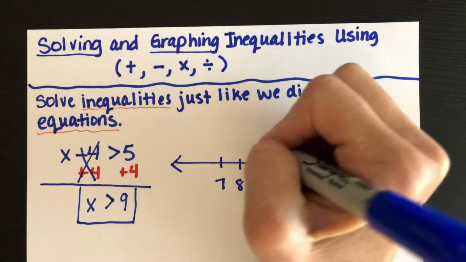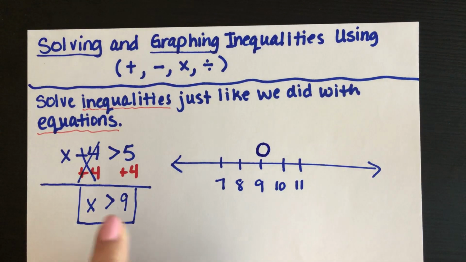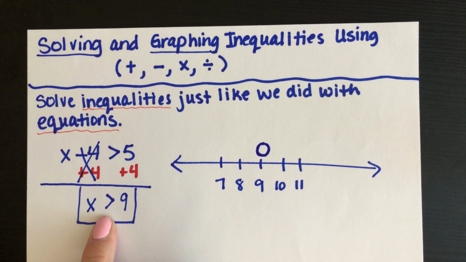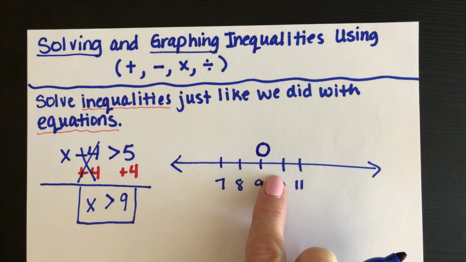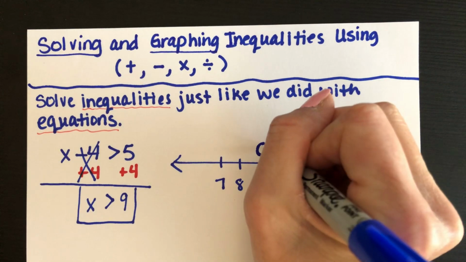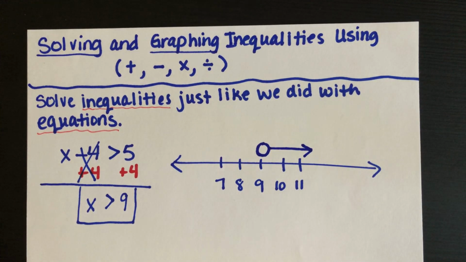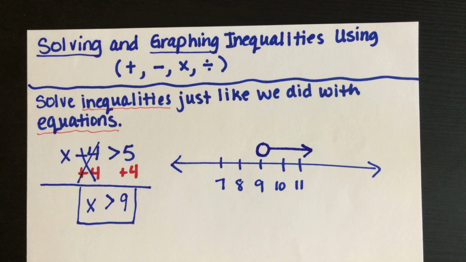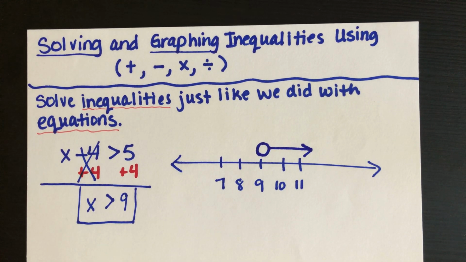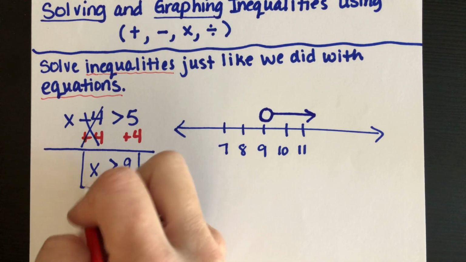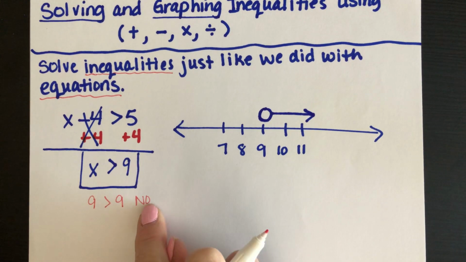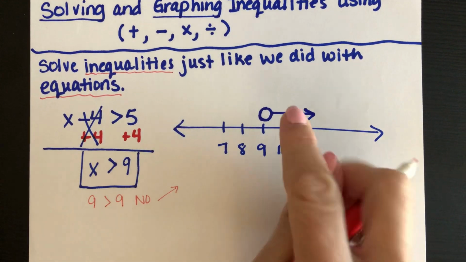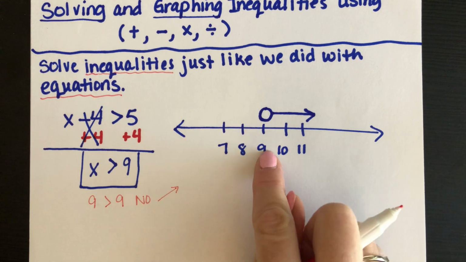I'm working with 9, so I'm going to put my circle on 9. Now since I don't have the equal sign, it's going to be an open circle because my answer cannot include 9. And x is greater than 9. And there's my graph. Because remember, if I were to replace x with 9, is 9 greater than 9? No, it is not. That's why I have to have the open circle, because it's anything greater than 9.